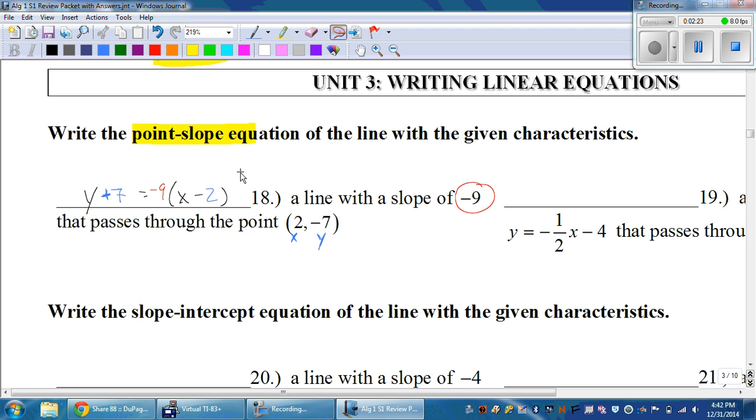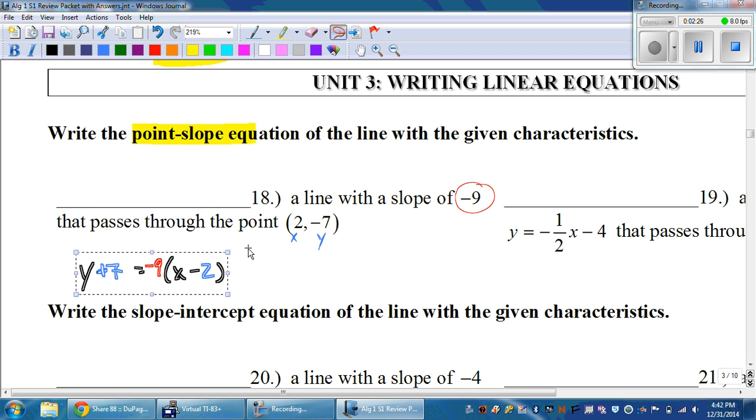Okay, and let me show, I'll have my work down here and then I'll write it nice right here. So we have y plus 7 equals -9(x minus 2).